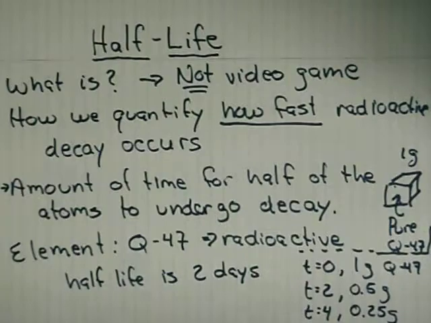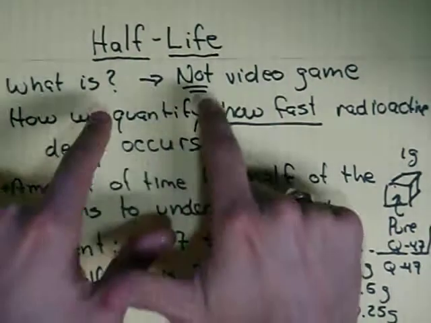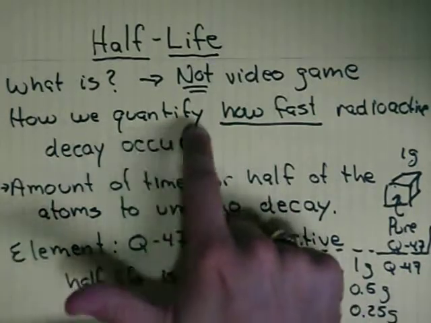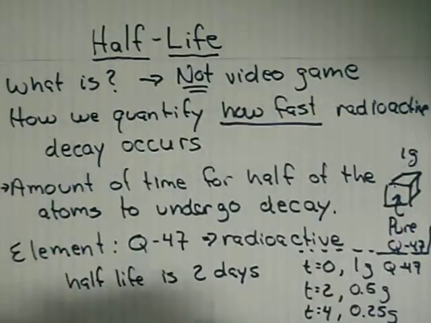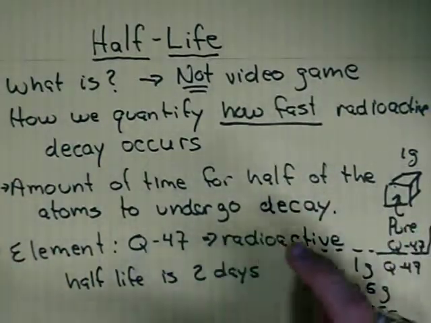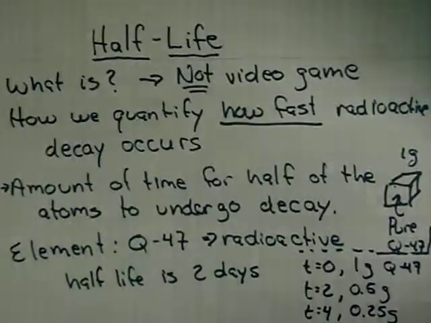But that is briefly, to kind of summarize, when we talk about half-life, half-life is the way that we quantify how fast decay occurs, and it's the amount of time for half of the number of atoms to undergo that decay.